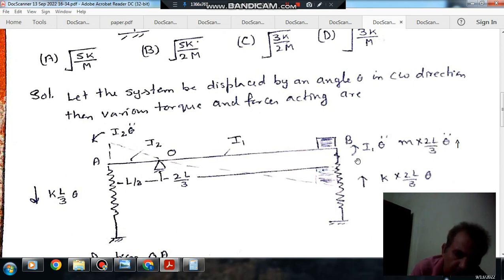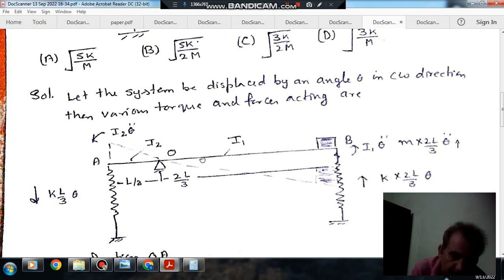So as displacement is 2L by 3 theta, the acceleration is 2L by 3 theta double dot. Theta double dot is acceleration, theta is your angular displacement. So as acceleration is 2L by 3 theta double dot, the inertia force will act in upward direction due to this mass, because this mass will also tend to regain its position when inertia force is applied on it. So inertia force is m into 2L by 3 theta double dot, in upward direction.